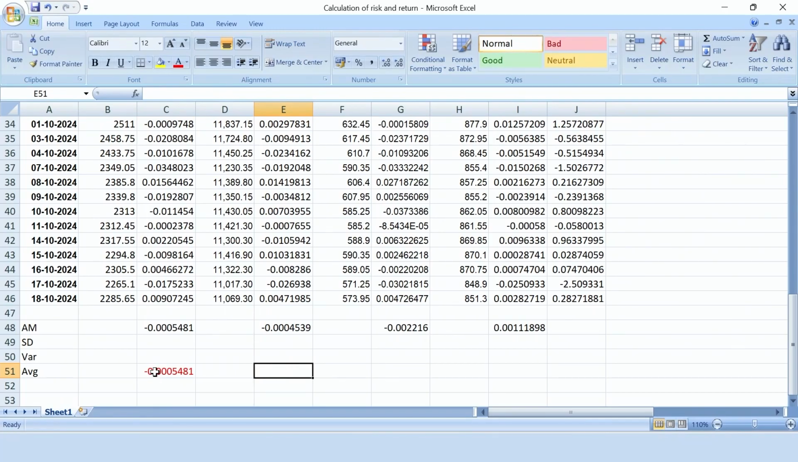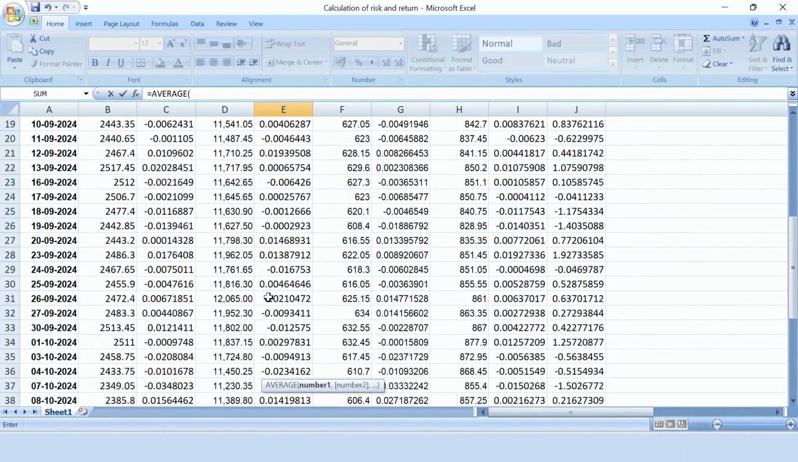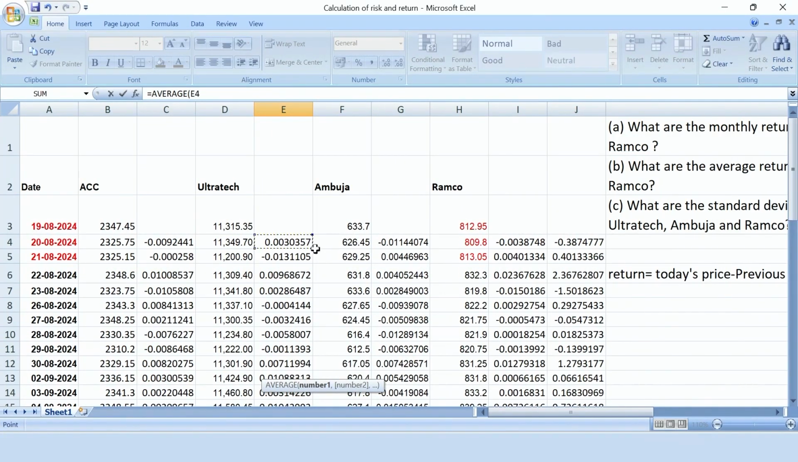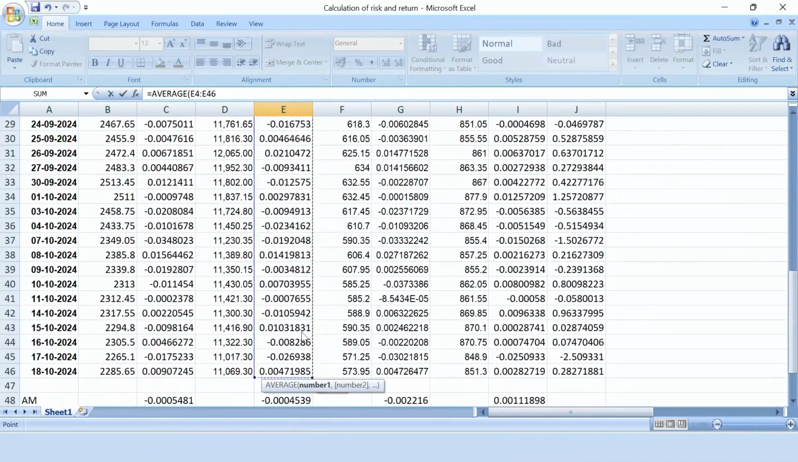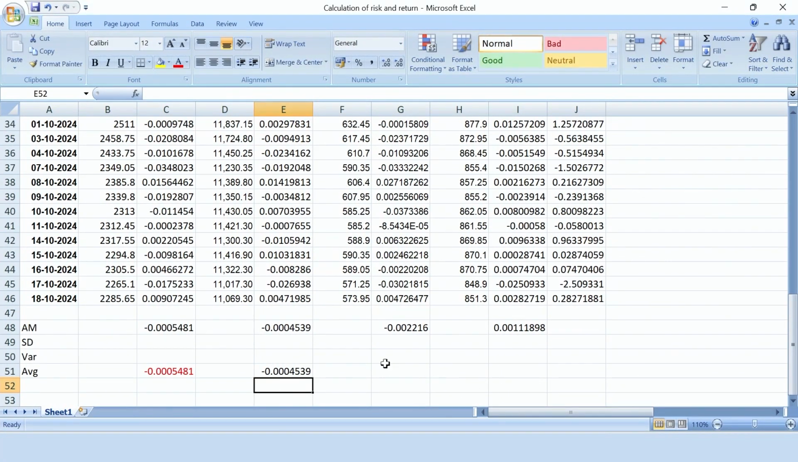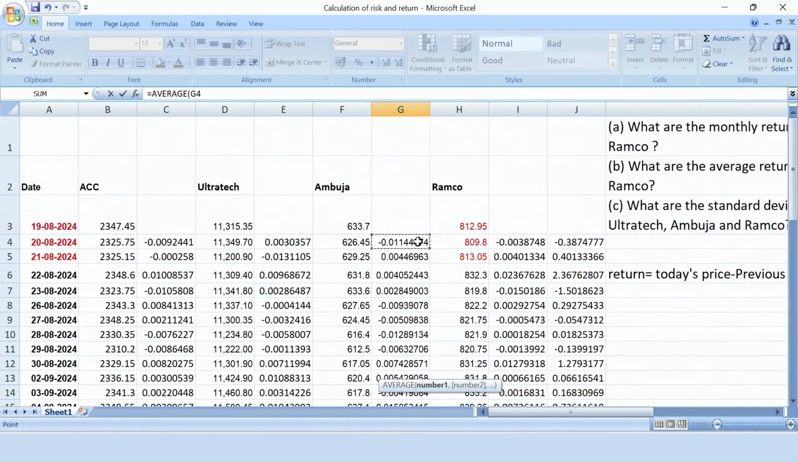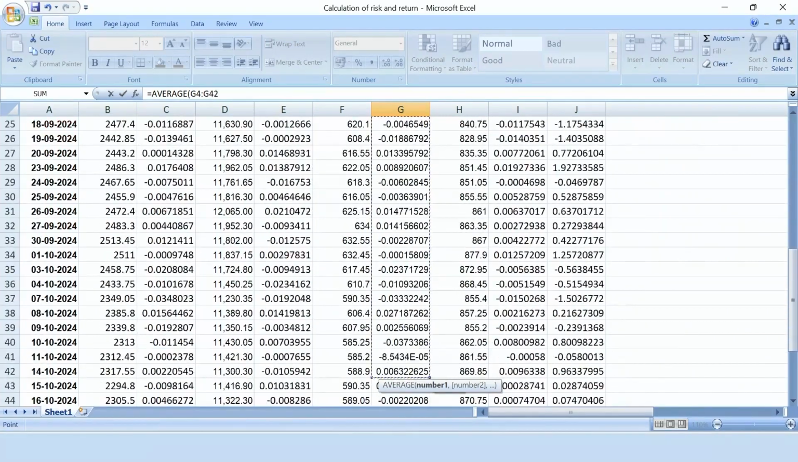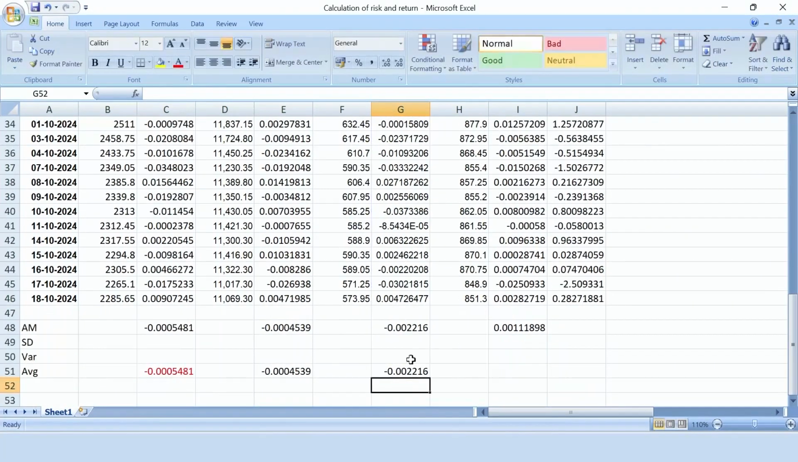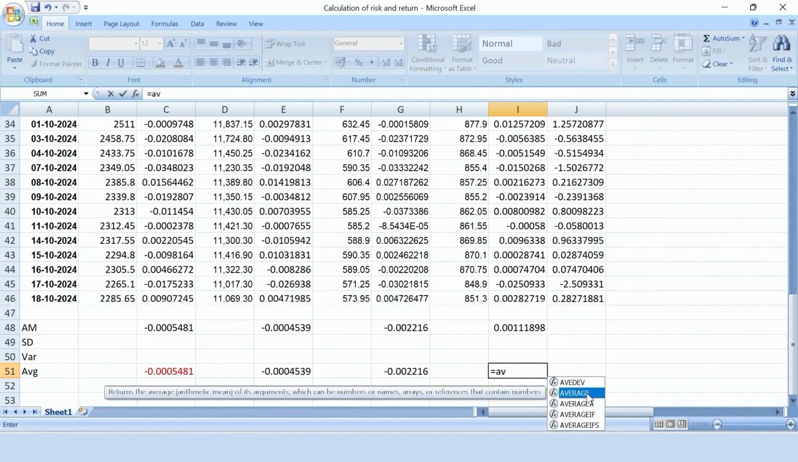Now go for the second one. AV, we will get the average value. Simply go to the top row and drag it down till we have values. Just enter, we get the value. We go for another company, Ambuja Cement: AV, again average, going to this formula, then dragging, enter, we get the average return. Again the average return in case of Ramco.